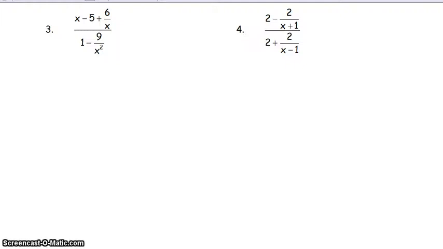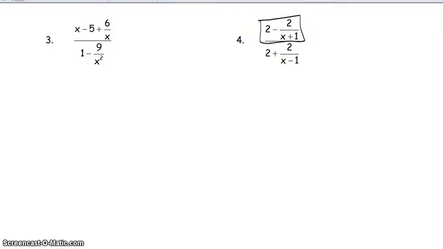So, looking at number 4, we have a complex fraction. First thing you've got to do is simplify the top and bottom. On top, we have to get a common denominator, and we notice that it's an x plus 1 for this one, so we have to multiply the other one, the 2, by x plus 1 over x plus 1. And then we have a minus 2. I'm just going to combine them already because they have the same denominator. So what happens on top is it looks like that: 2(x plus 1) minus 2 over x plus 1.